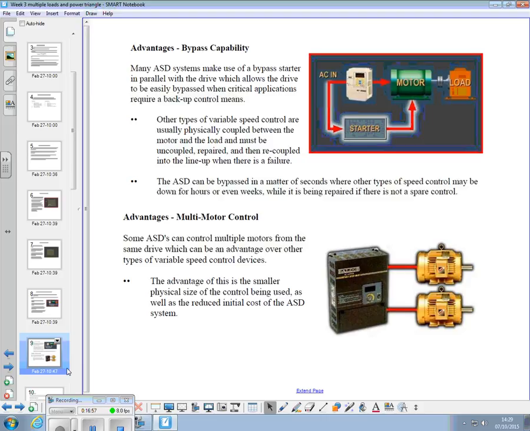Some ISDs can control multiple motors from the same drive, which can be an advantage over other types of variable speed control drives. The advantage of this is a smaller physical size of the control being used, as well as a reduced initial cost of the ISD system. Maybe they cost a bit more than one that will control one motor, but not as much as two single motor controls. I don't know, I'm not an expert in that field.